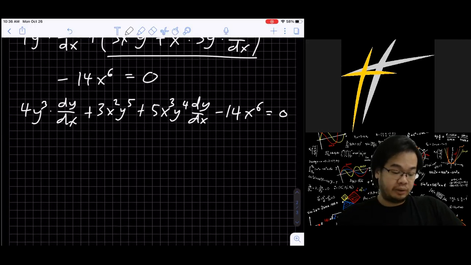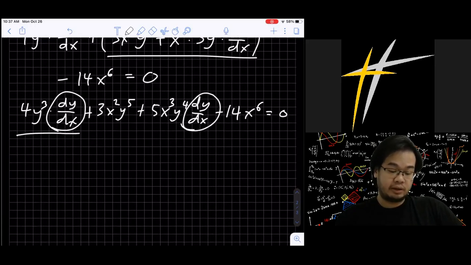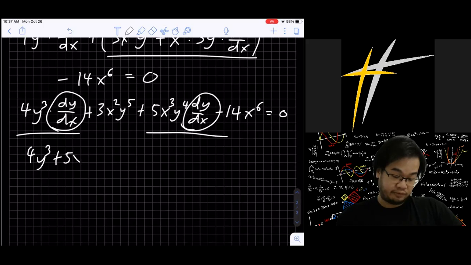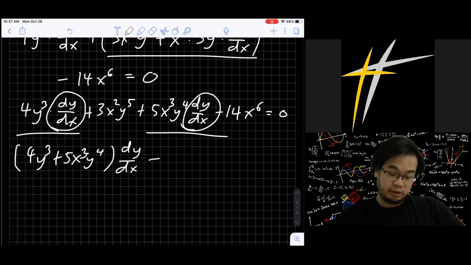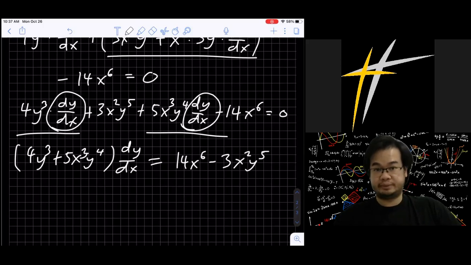Now we want to find dy/dx, right? So we gather the terms that have dy/dx and we eliminate the terms that don't have dy/dx. So 4y cubed plus 5x cubed, and then I factor out the dy/dx, is equal to plus 14x to the power 6 on both sides, minus 3x squared y to the power 5 on both sides.